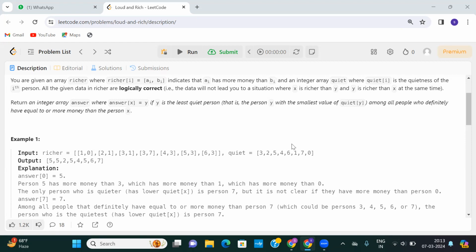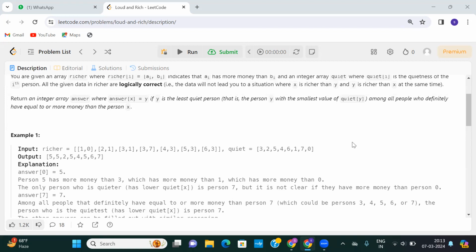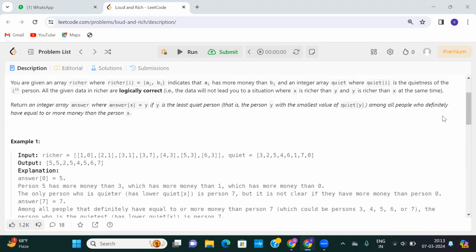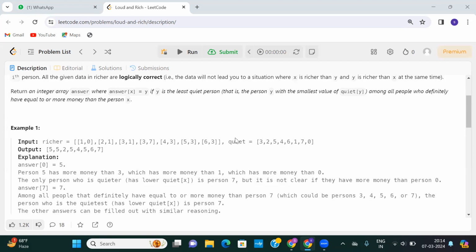Now what we need to return? We need to return a vector answer in which answer at the index of x is equal to y, if y is the least quiet person among all the persons who definitely have equal to or more money. So for identifying answer at the index of 0, first of all we need to calculate all the persons who are richer than 0, among all the people who definitely have equal to or more money than the person x. So it means all the persons who are richer than 0. And among all those persons, we will find the most quiet person from this array of quiet. And then we will put answer at the index of 0 as our y.